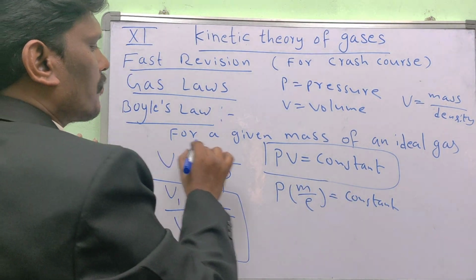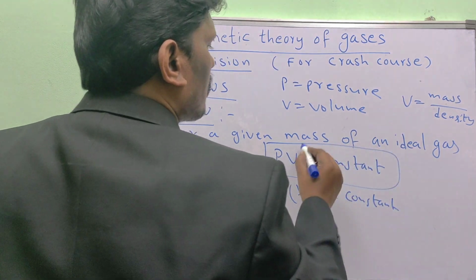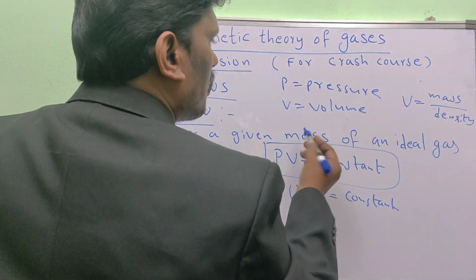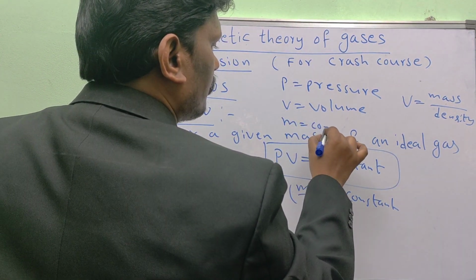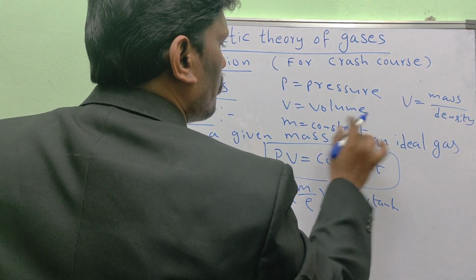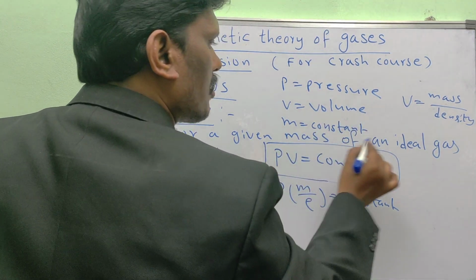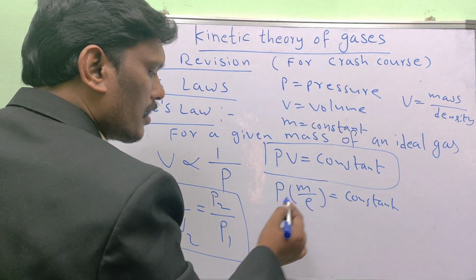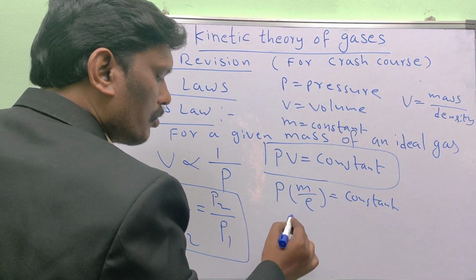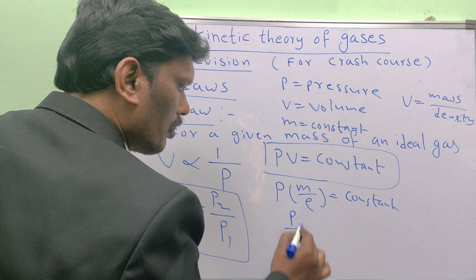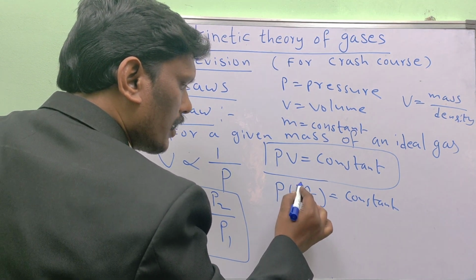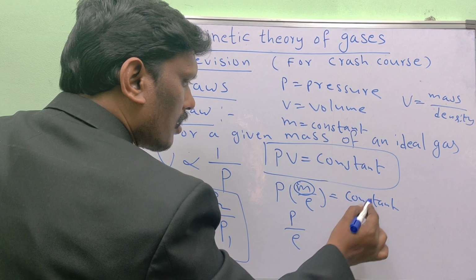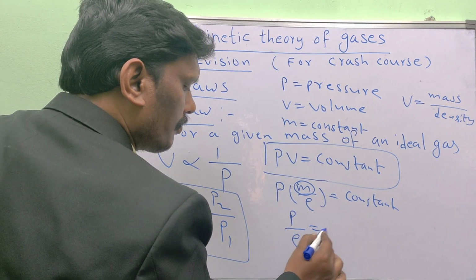But this is for a given mass of an ideal gas, means mass is constant. Why? Because I fixed the mass of the gas. That means M is constant. If M is constant, what is the relation between P and rho? P upon rho is constant, since the right hand side is constant.